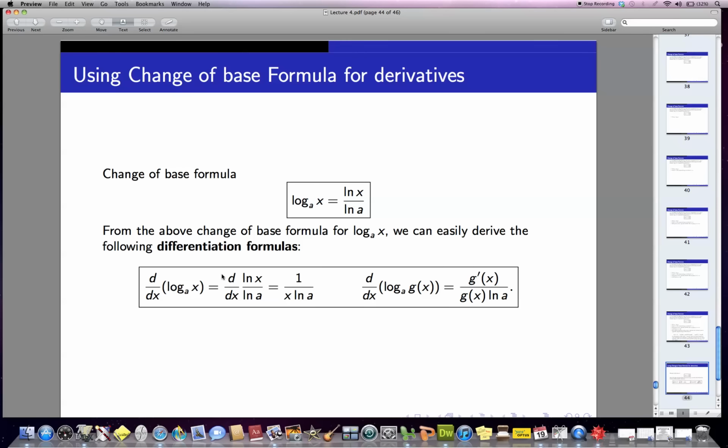We can also derive the derivative using the change of base formula, and you see here that the derivative of log to the base a of x is the derivative of the natural log divided by ln of a, so it's 1 over x times ln of a. And you can also use the chain rule along with that to derive another formula for log to the base a of g of x.